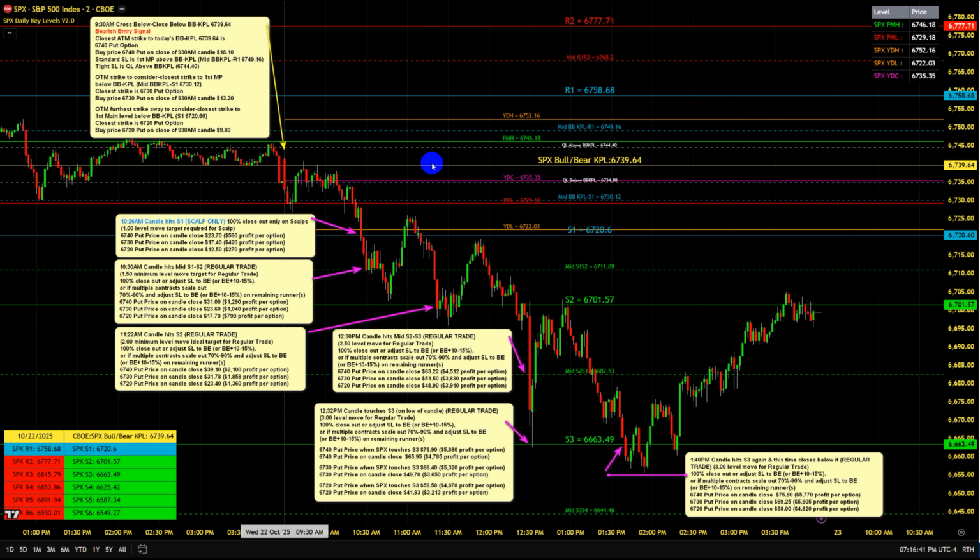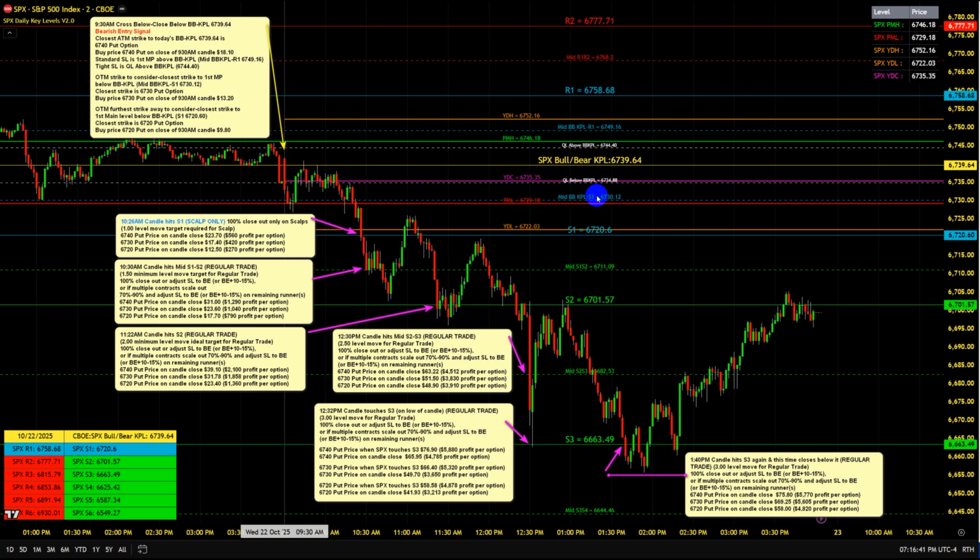So what do we mean by a one level move? What that means is a one level move from the level that you took the trade from in the direction of your trade. So this is the level we took the trade from. This is a bearish trade, so we look one full level, one main level below. One main level below is S1.